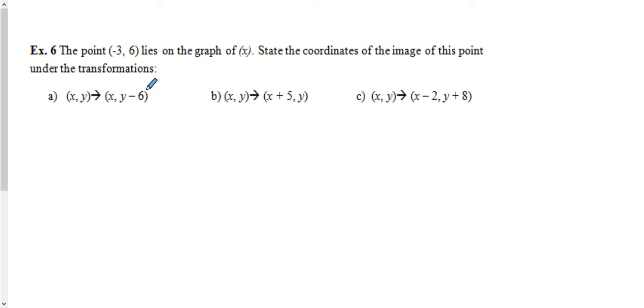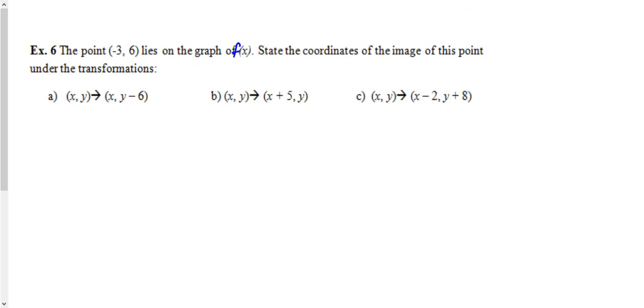So what are we doing here? Basically, for example 6 here, it says we're going to be given this point, negative 3, 6. It's on some sort of graph. Graph of x, really this should be graph of f of x, really. So there's a typo missing. Graph of f of x, whatever that function is. State the coordinate of the image at this point under the following transformation. So here's our original, here's our transformation. What's our final answer going to be?